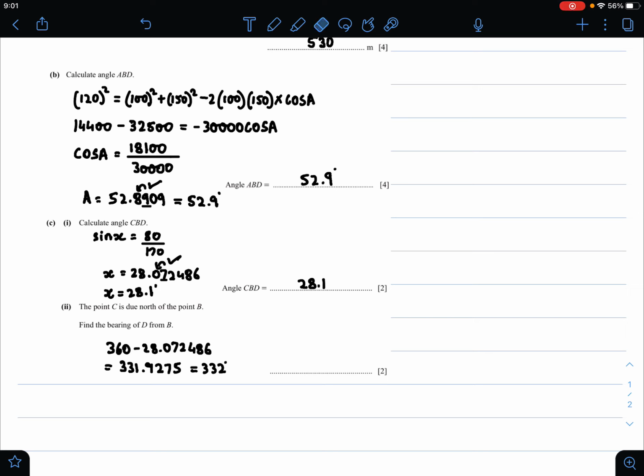instead of giving the answer in three significant figures, it's better to give it up to one decimal place. So your final answer would be 331.9. This is because the second decimal place, which is 2, is less than or equal to 5, so it won't round off 9 to the next number, and therefore 331.9 degrees will be your final answer for part C2.